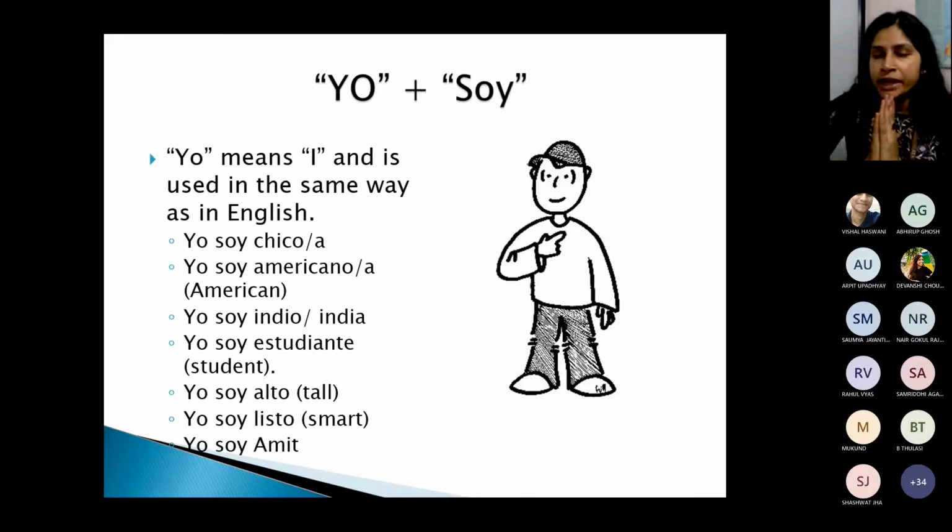Somebody who comes from the United States or America, you call American. Latin America also is America. So yo soy americana, yo soy india. Indio and india both mean Indian, but indio is used for a male and india for a female, ¿vale? Yo soy estudiante, yo soy alta, yo soy lista, yo soy Shilpi. I'll describe myself like this.